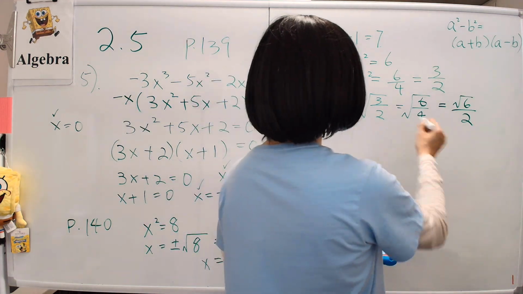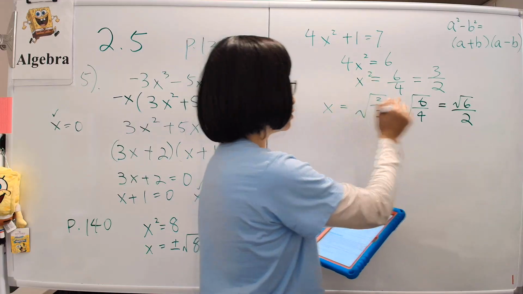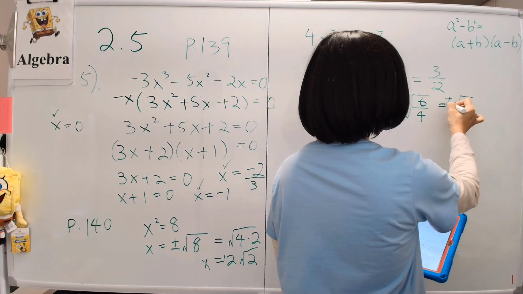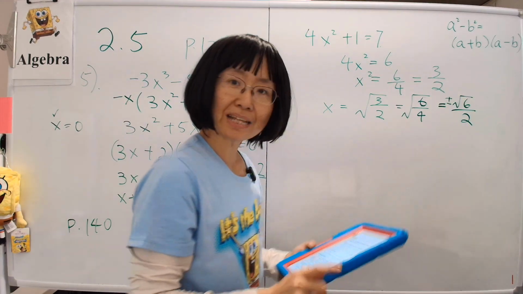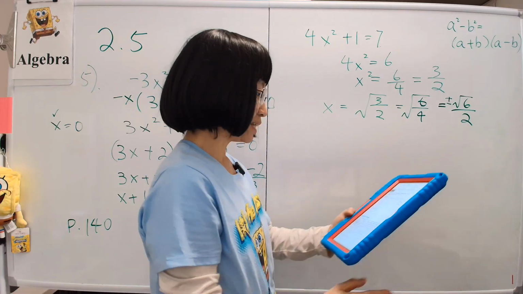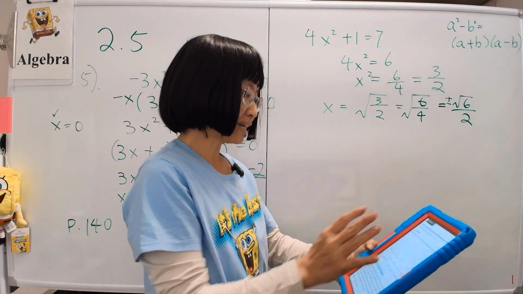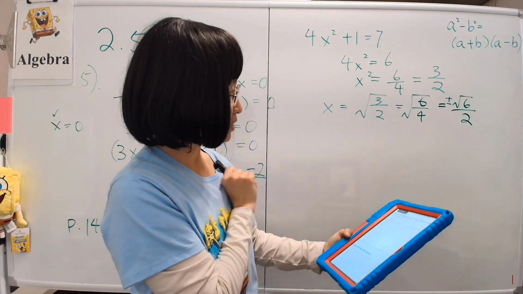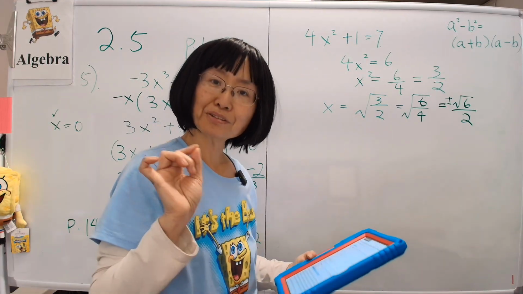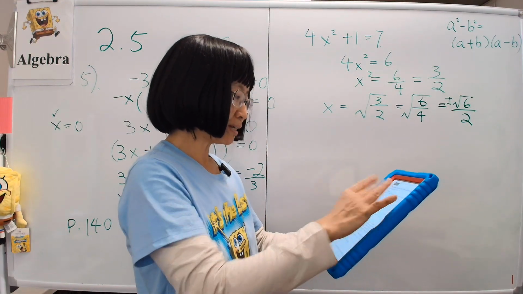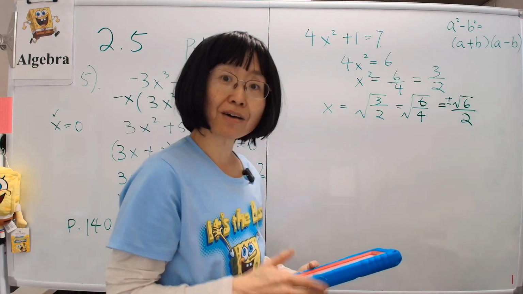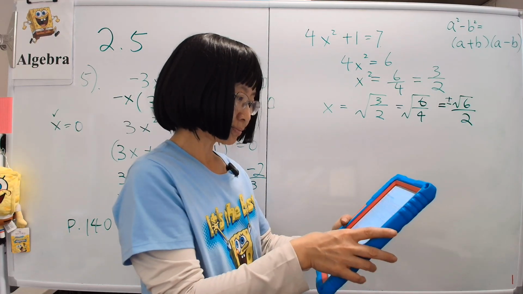And so x is equal to this thing. And being that we're taking the square root, don't forget the plus and minus symbol. That means both the plus 1 and the minus 1, the negative 1, are acceptable solutions. So as your book says, the solutions are square root of 6 over 2 and negative square root of 6 over 2. And they're both solutions, and you must not forget either one of them.